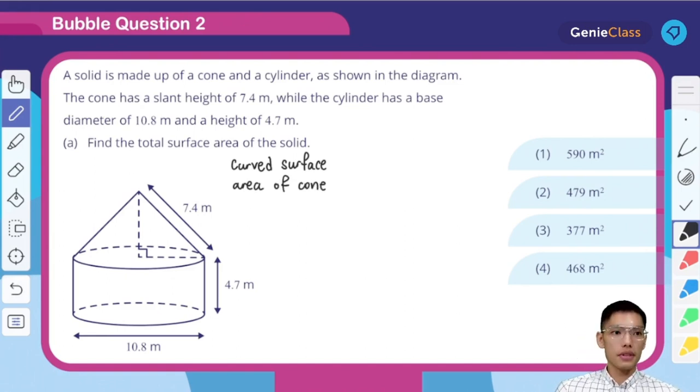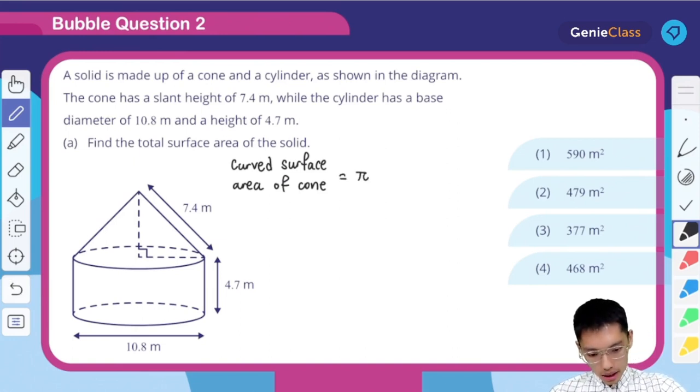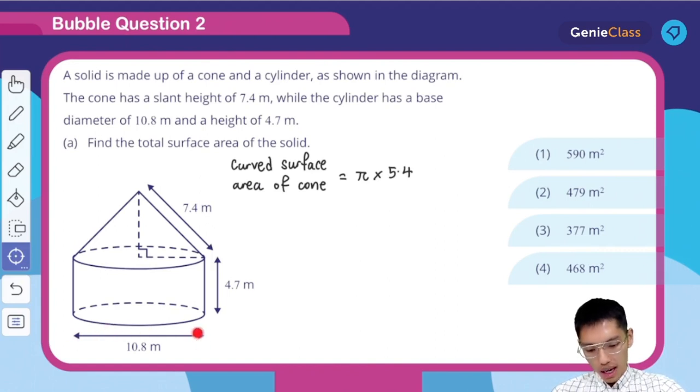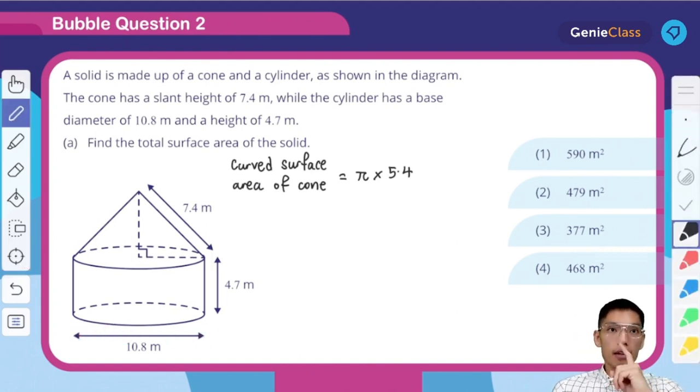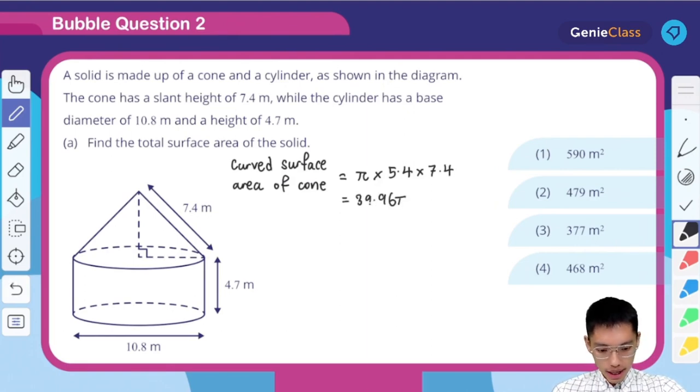Okay, we recall the curved surface area of the cone is just going to be pi times r. What is r? R is half of this, so 5.4, times my curved length, sorry, 7.4, which is 39.96 pi. Just leave it as such first.